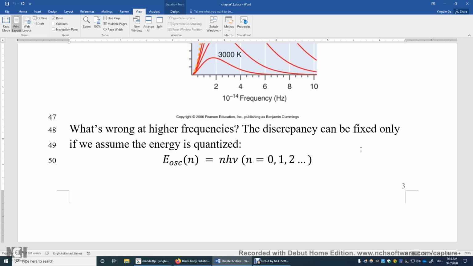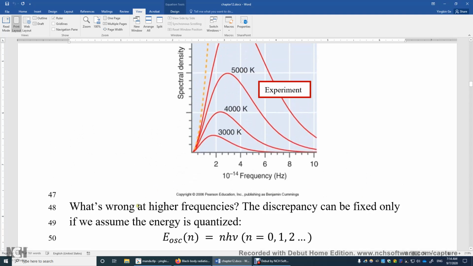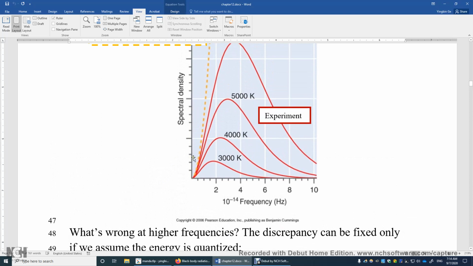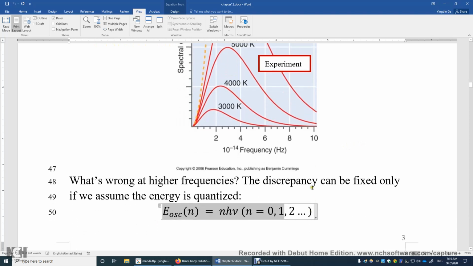Planck thought about this discrepancy and proposed that if the energy of the photons were quantized in this format, then we can make corrections to this prediction, this yellow dashed line, to make it match with the experimental data almost perfectly. So again, over here we are assuming the energy is quantized. In addition, Planck assumed the oscillation energy depends on a quantum number n. N has to be an integer, and the energy has to be an integer times h nu.